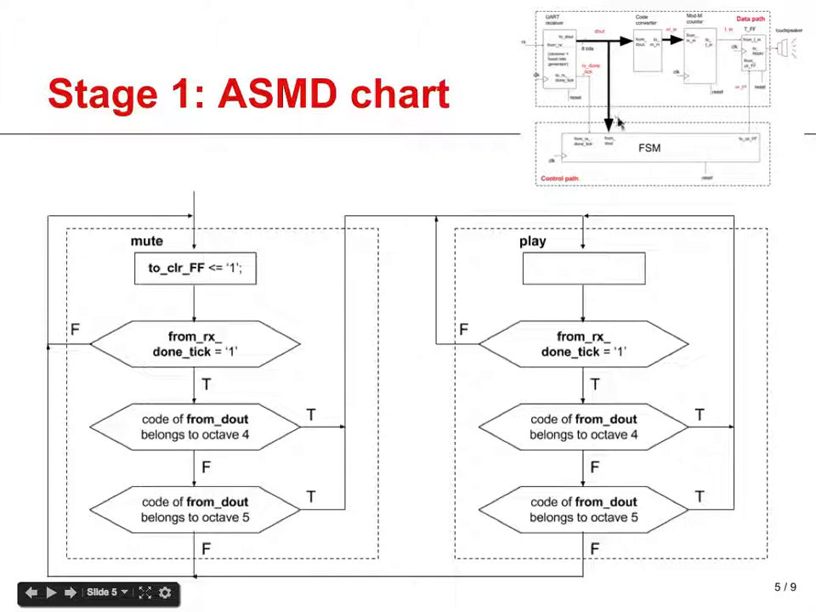And this is being done based on the information that comes from the data out bus, that is to say the output, the parallel output from the UART. If this is true, if the new code that has been pressed corresponds to a valid ABC note, then we will go into the play state. And the play state will set the clear flip-flop output to 0, meaning that the output stage is now able to generate the square wave containing a frequency that corresponds to the current ASCII code that has just been received.